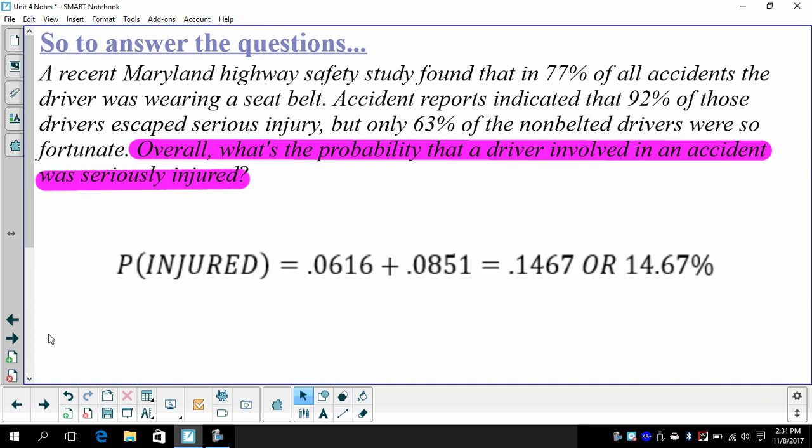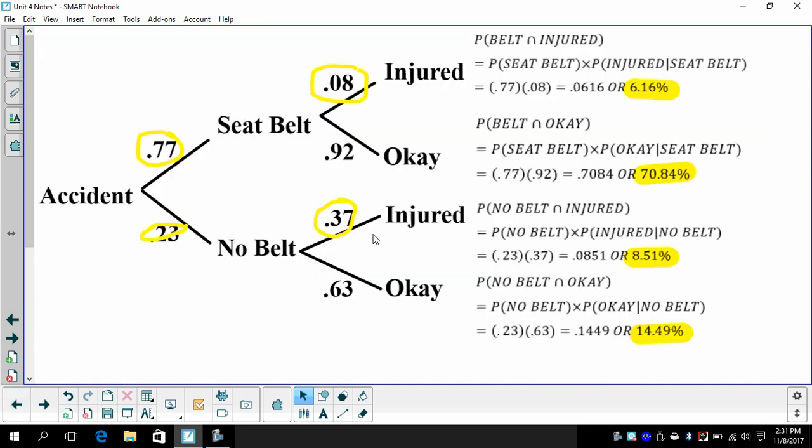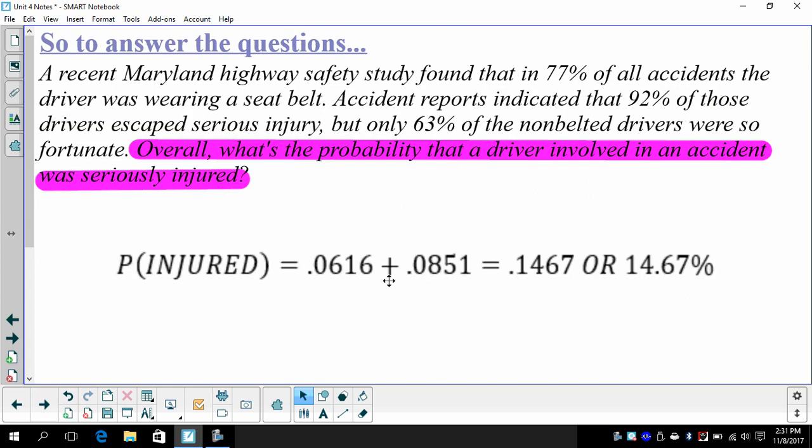So what we really wanted to find out was the probability that a driver involved in an accident was seriously injured. So I have people who are injured and wearing a seatbelt. That's 6.16% probability. People wearing no belt and injured, 8.51% probability. So I'm going to add those two probabilities together and get that the probability of a driver being involved in an accident and being seriously injured is 14.67%.